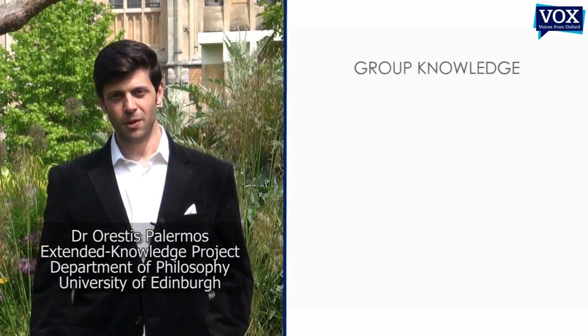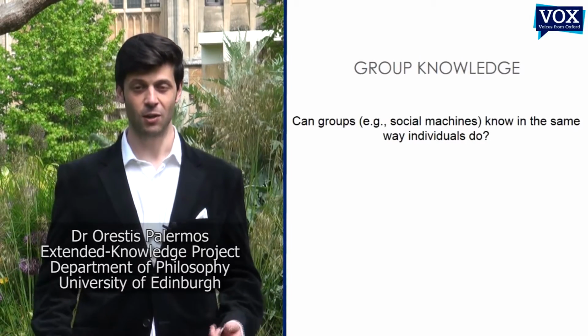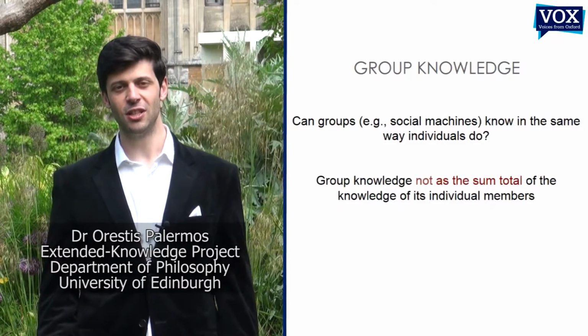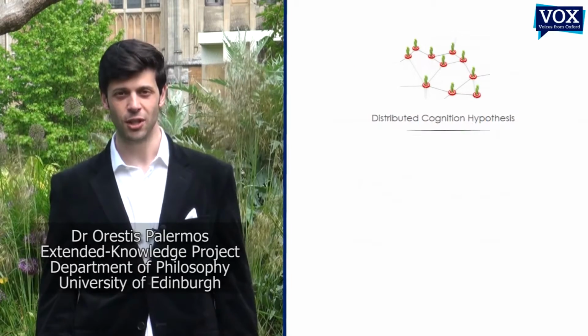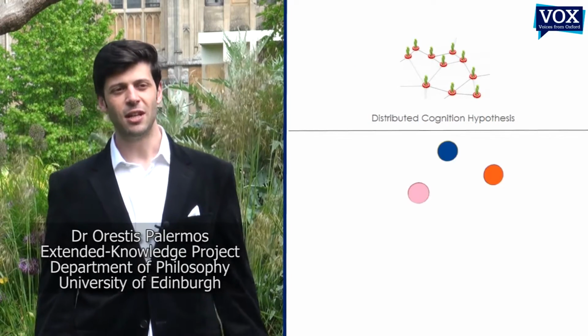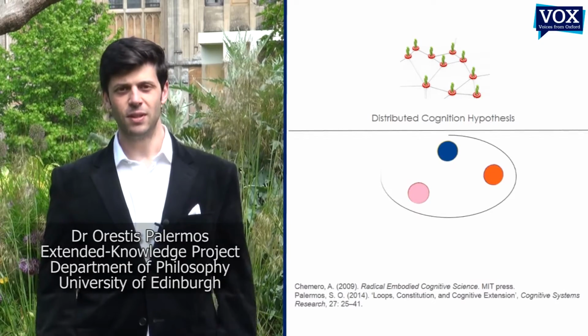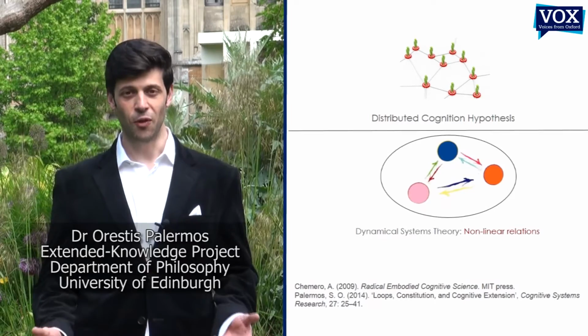So the idea of group knowledge is whether groups can acquire knowledge in the same way that we can acquire knowledge within our heads. And the starting point is a very interesting idea from philosophy of mind and cognitive science known as the distributed cognition hypothesis, which says that sometimes when groups come together, the individuals give rise to an overall distributed cognitive system that consists of all of them at the same time. And this is a very interesting idea.